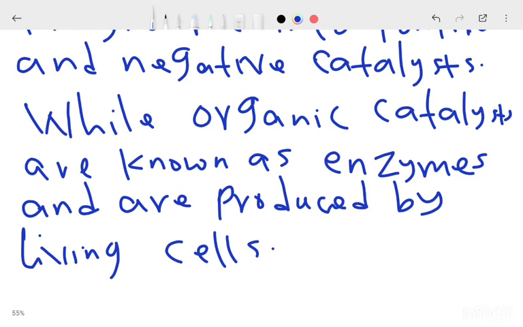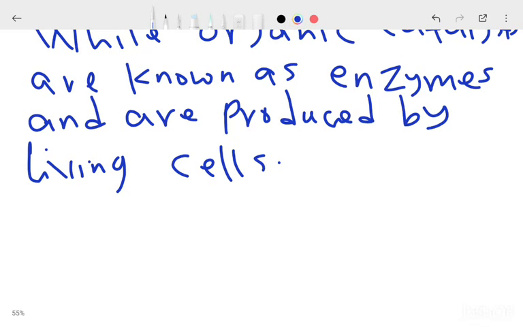which speeds up chemical reactions, right? So meaning that enzymes are organic catalysts. While organic catalysts are known as enzymes. So I believe you know the definition of enzyme from biology. So the two types of catalysts are organic and inorganic. Getting it?